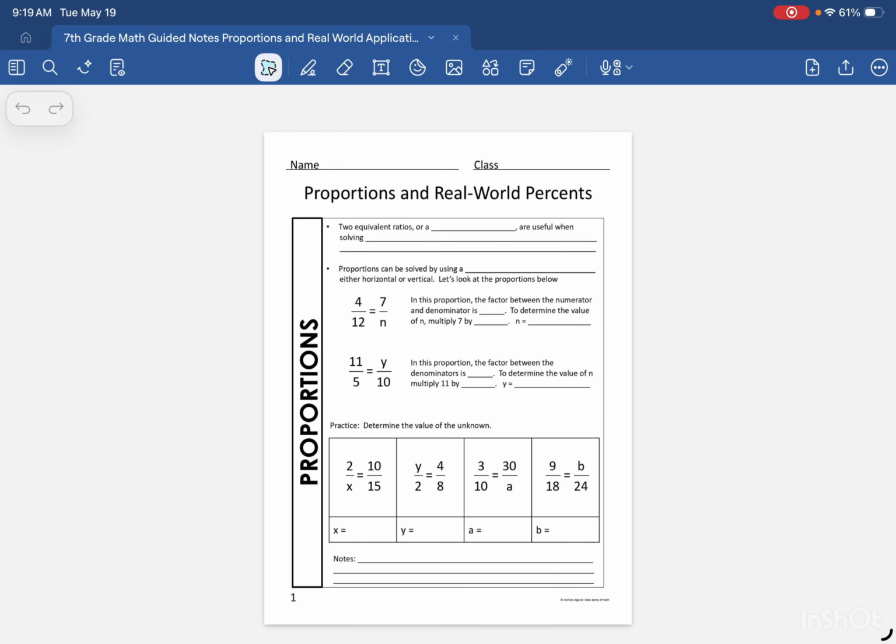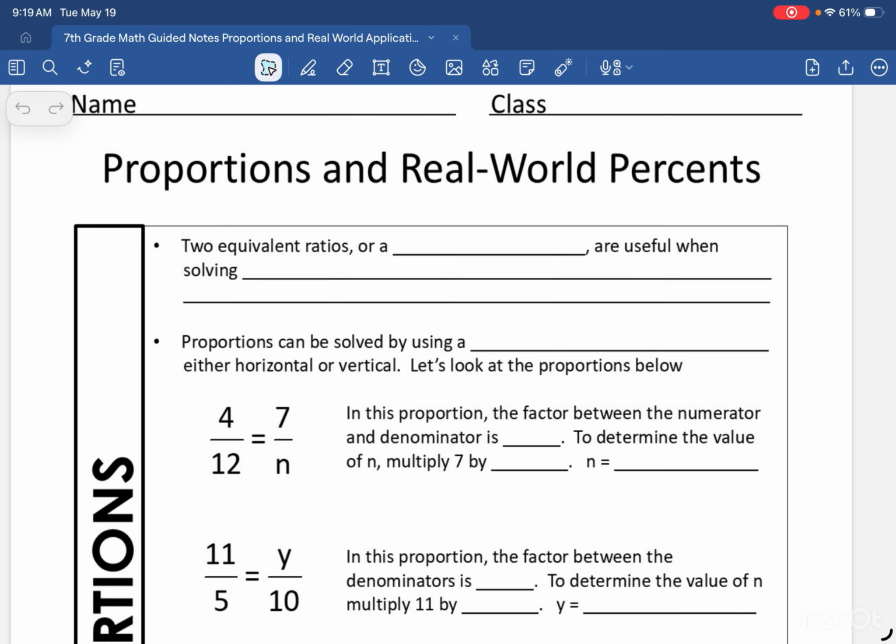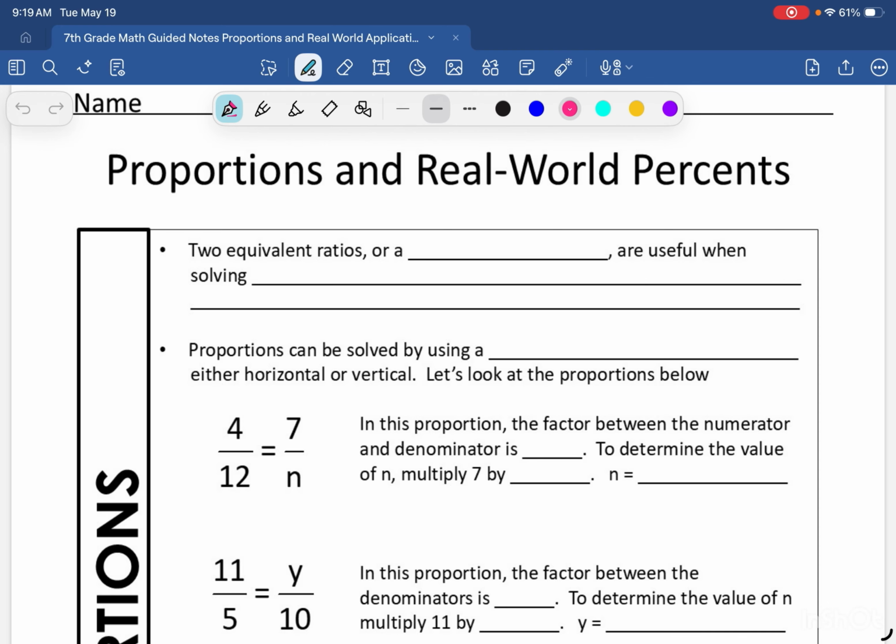Hey everyone, these are the proportions and real-world percents guided notes. So let's get started on talking about proportions.